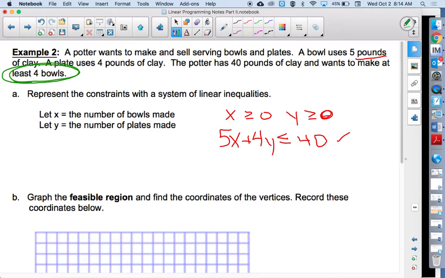X. So because we need to make at least 4 bowls, this needs to become a 4. So it can't be greater than or equal to 0 because I want to at least make 4 bowls. So that number actually has to start at 4. So X has to be greater than or equal to 4. The Y has to be greater than or equal to 0. There are only 3 this time. This third one, using that information, the 5 pounds and the 4 pounds, because my total amount of clay is 40. So 5 pounds, 4 pounds, less than or equal to 40.